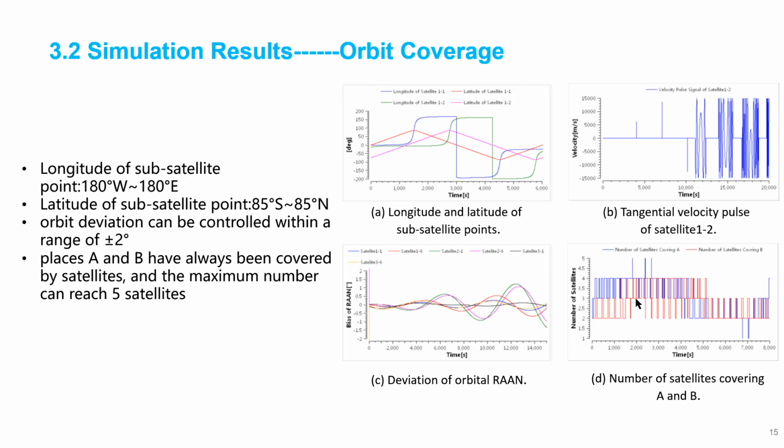Figure B and C show that under the action of the speed pulse signal generated by the System Control Center, orbit deviation can be controlled within a range of -2 degrees to 2 degrees. Figure D shows that during the normal operation of the constellation, the two places have always been covered by satellites, and the maximum number can reach 5 satellites.